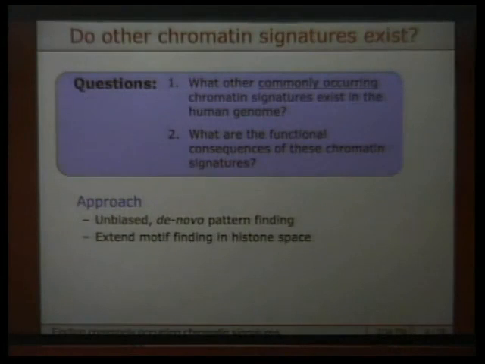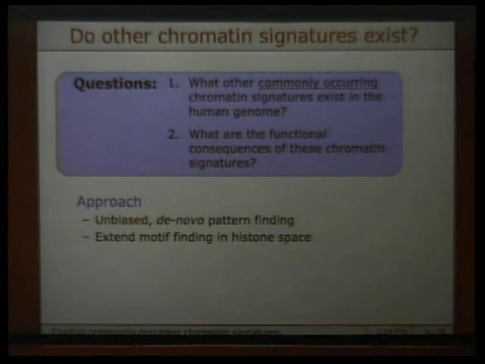Now that we know that at least two different kinds of chromatin signatures exist, one at promoters and one at enhancers, the next question we asked is, what are the other commonly occurring chromatin signatures in the human genome? And what are the functional consequences of these chromatin signatures? To do this the right way, we require an unbiased de novo pattern finding method that's given only the chromatin modification data alone, without any preconceptions of what kinds of chromatin signatures you'd expect to find.